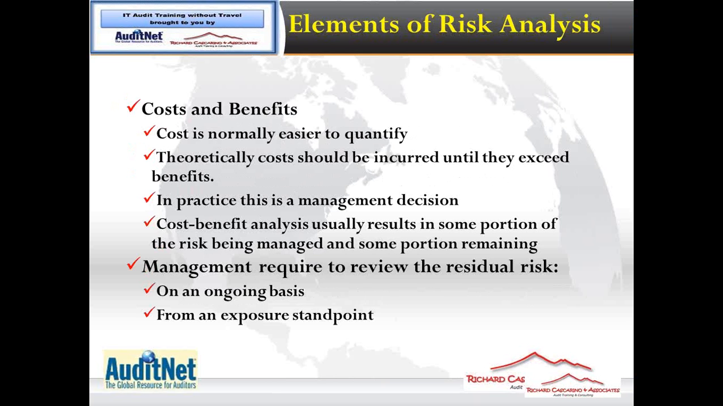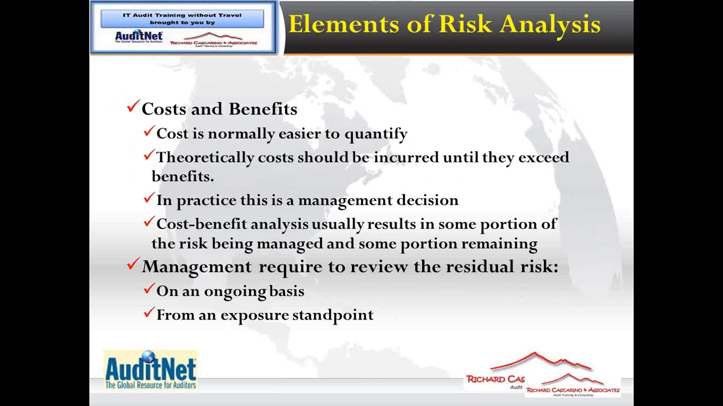And in practice, that's a management decision, which means that although we can look at risk as a whole, and auditors do, and consultants do, and management does, cost-benefit analysis usually means that we will manage that part of the risk because we'll get a good return for that. And we'll accept that part of the risk because it's not cost-effective to try and manage it. It's not worth employing a new accountant to look after $50 worth of petty cash.